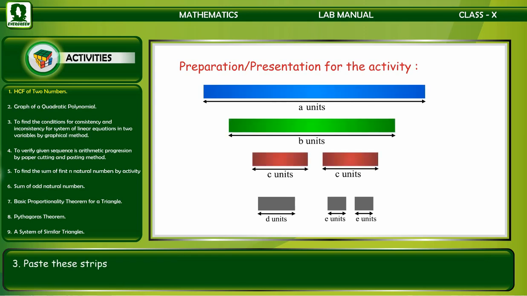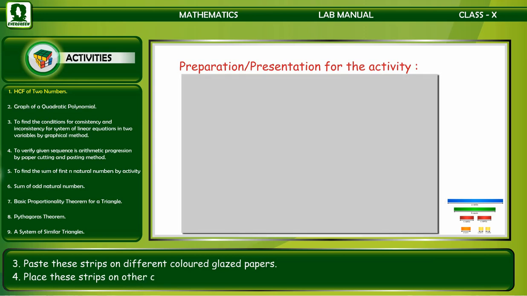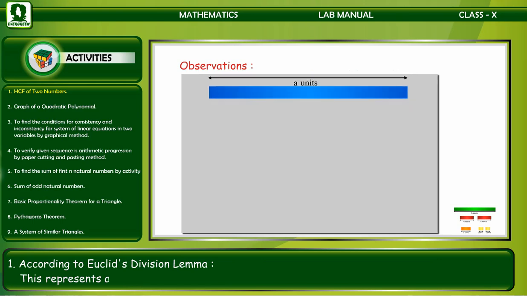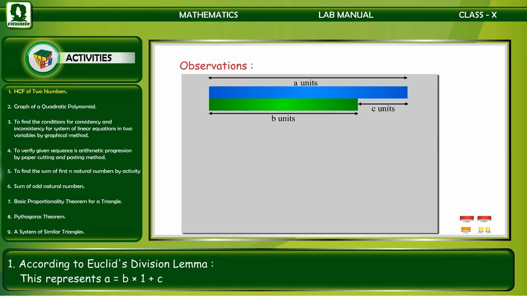Paste these strips on different colored glazed papers. Place these strips on other cardboard. Observations: according to Euclid's division lemma, this represents A equals B into 1 plus C, that is, Q equals 1 and R equals C.